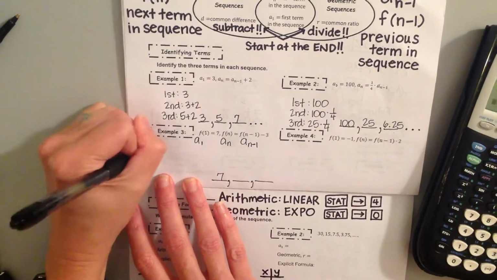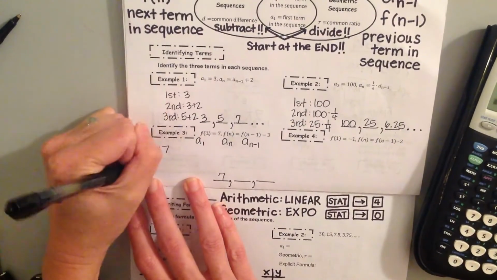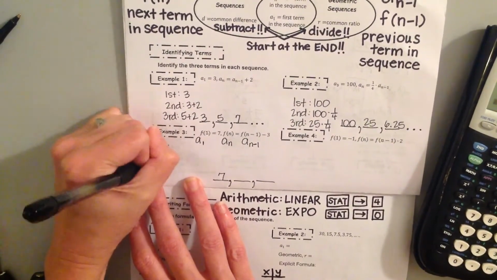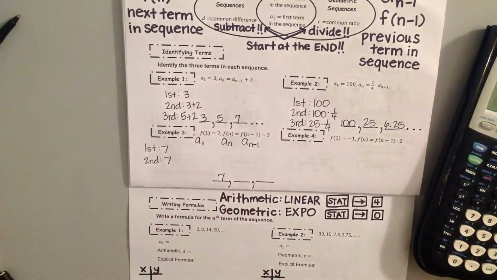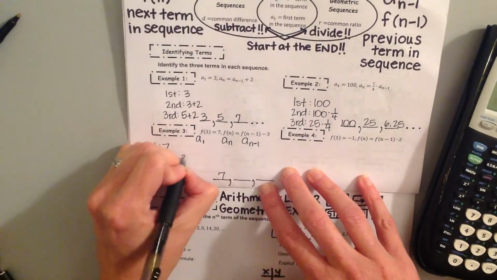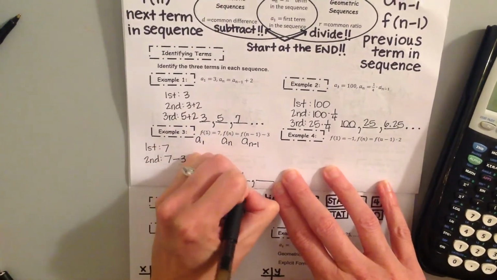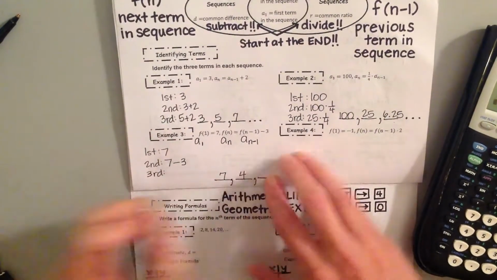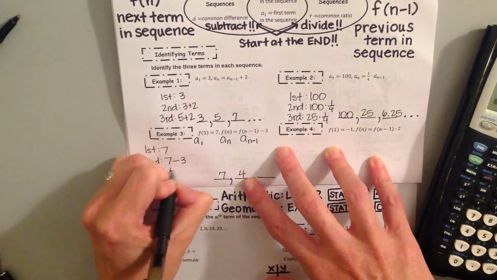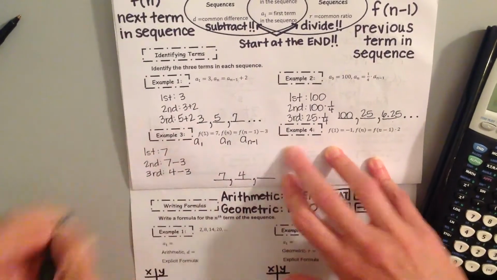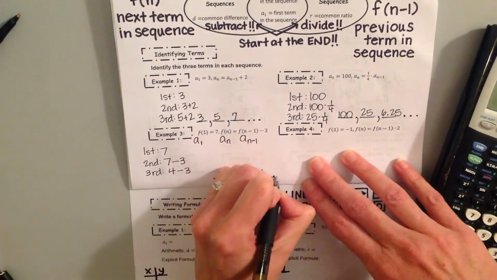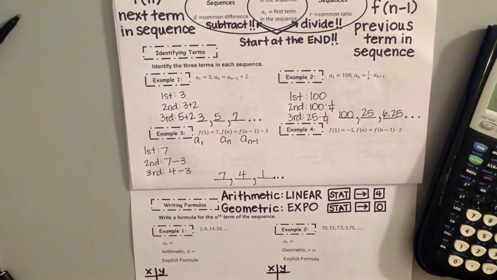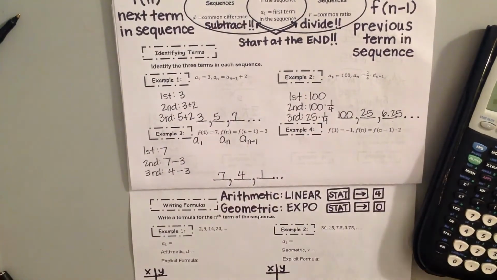So my first number is 7. And if I want to get the second number, I take the number before it and subtract 3. So 7 minus 3 is 4. And if I want to find the third number, I'm going to take the number before it, 4, and subtract 3, which gives 1. And I could keep that pattern going of taking 3 away every time from that number to get the next number until they ask me to stop.